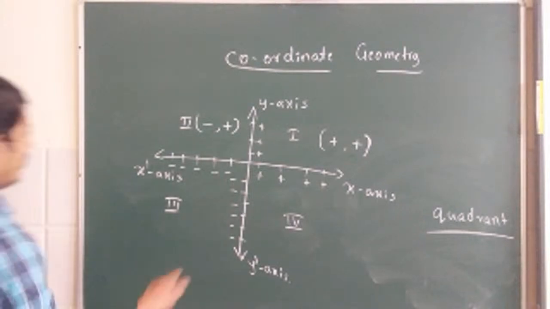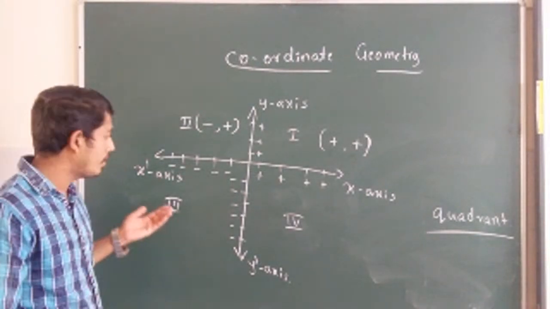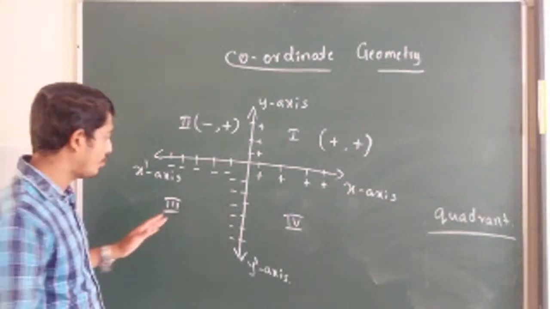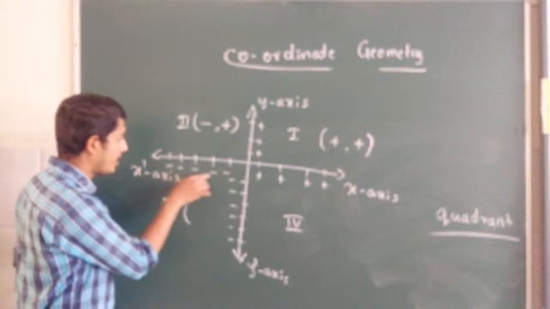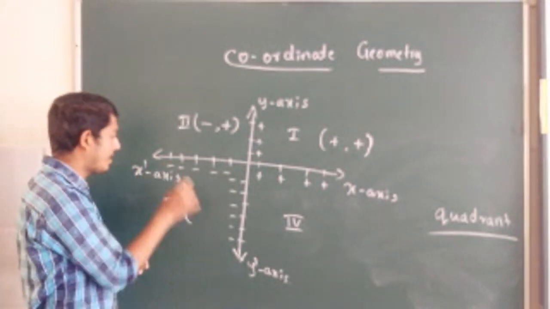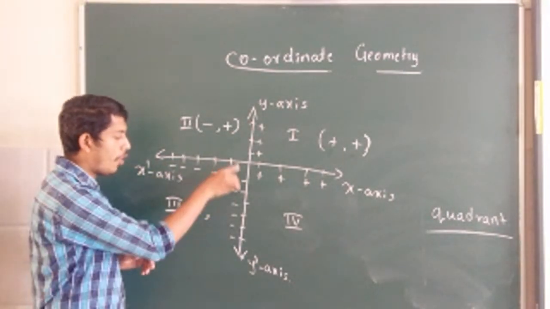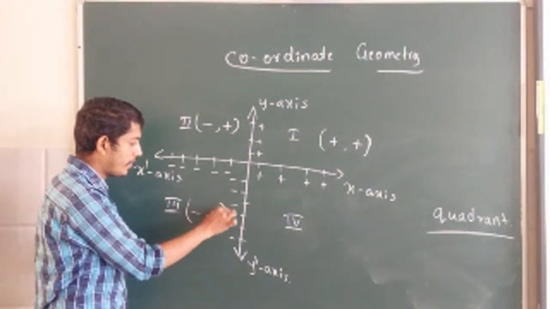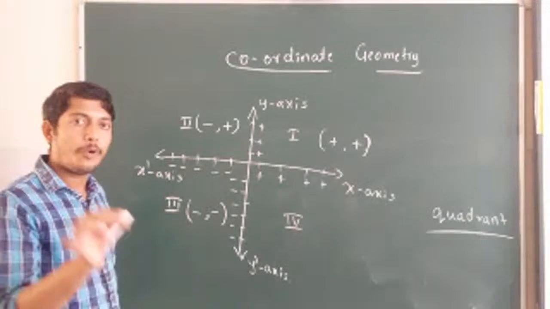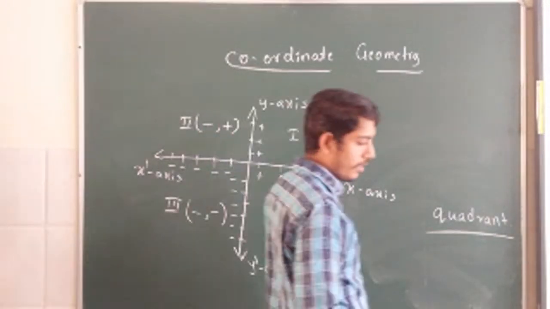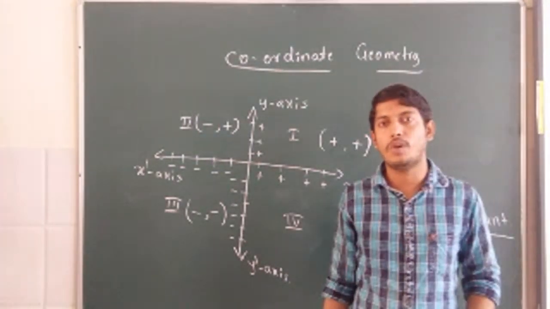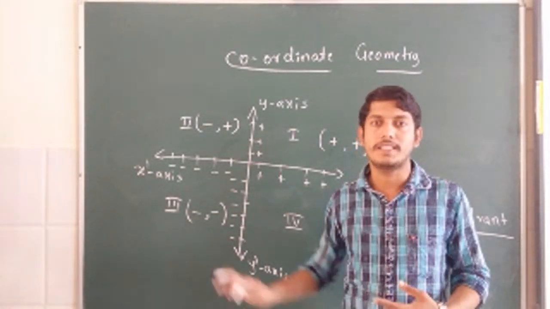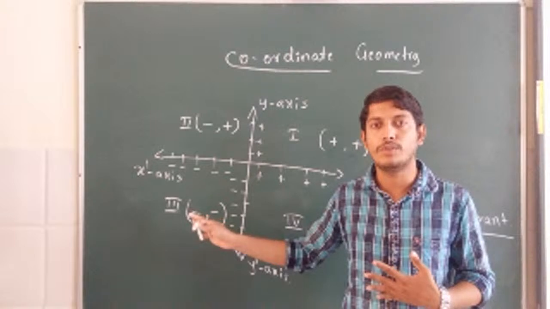The next one, third quadrant. In the third quadrant, first again we have to consider the abscissa value. Abscissa, that means x dash here, and that is negative. And then the ordinate, here ordinate is y dash axis. Y dash is also negative. So if a point is present in the third quadrant, then it will have x-axis as well as y-axis values as negative. Here both the values are negative.